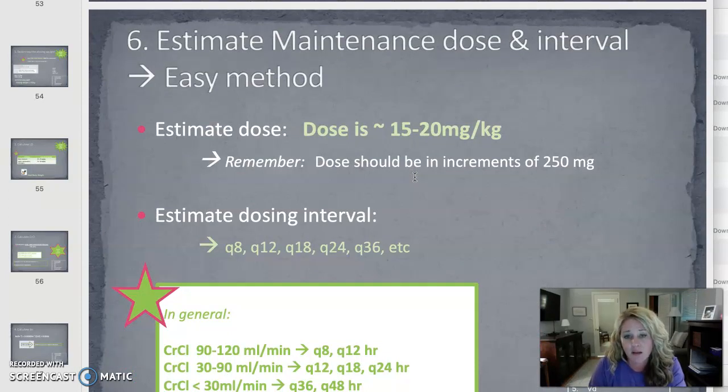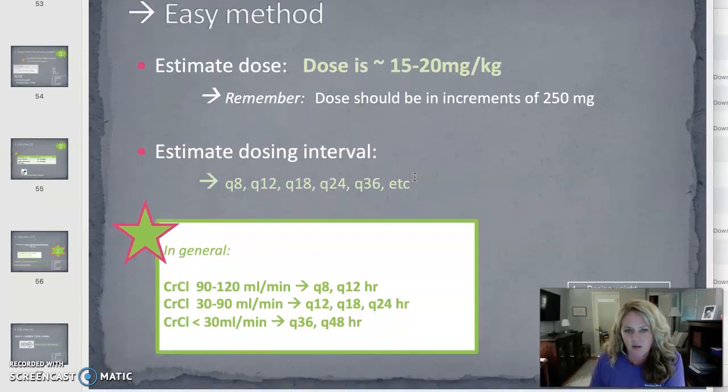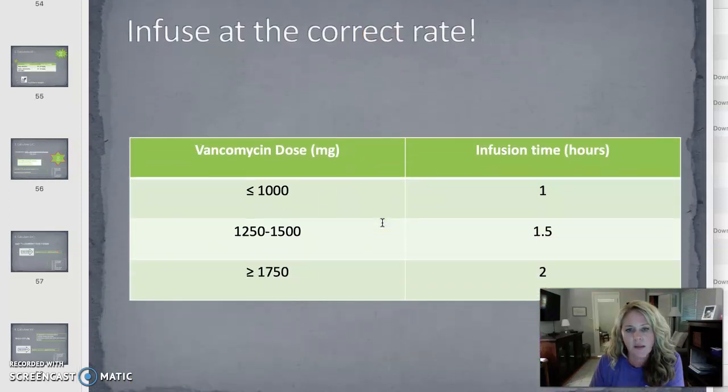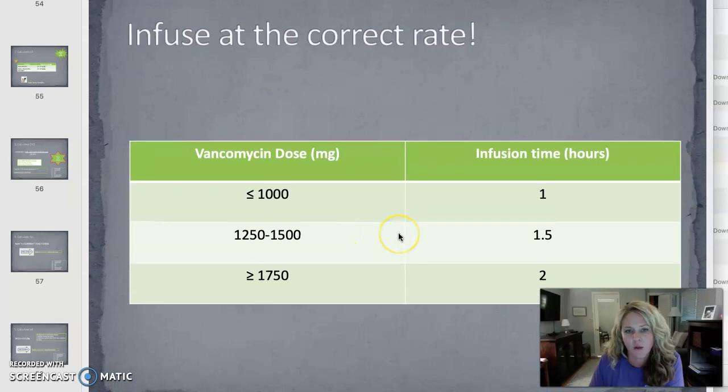You can do this the easy way. Just estimate the dose based on 15 to 20 milligrams per kilogram. Again, that's actual body weight, total body weight, okay? Your dosing increments for vancomycin are going to be in 250 milligram increments. And we use the same dosing intervals, Q8, Q12, Q18, Q24, etc. And we're going to schedule their maintenance dose, their dosing interval, based on their creatinine clearance. And you can see in the box here, okay? Make sure you infuse at the correct rate, so 1 gram per hour.